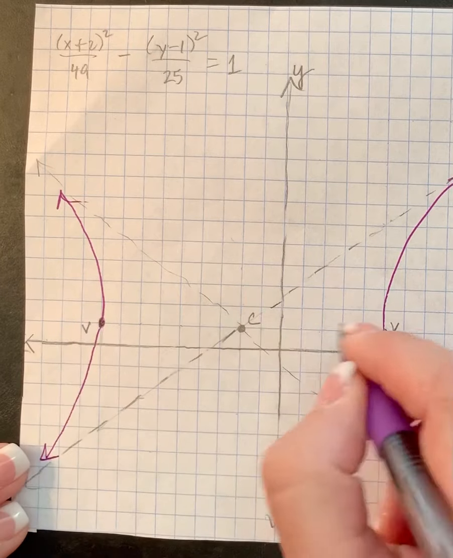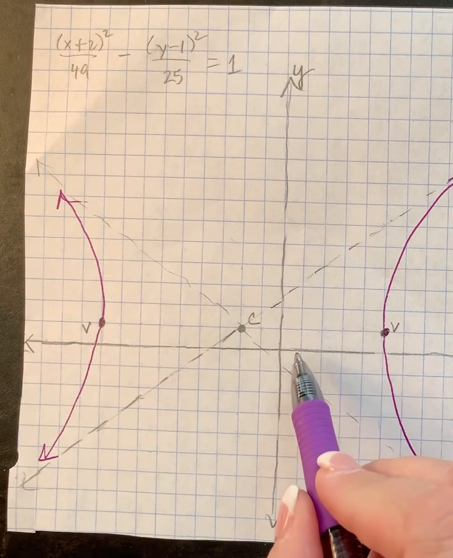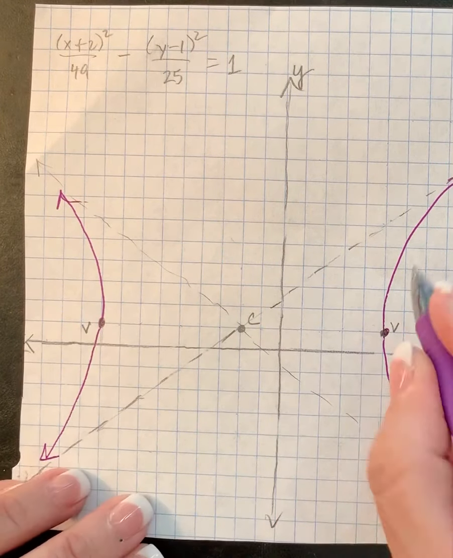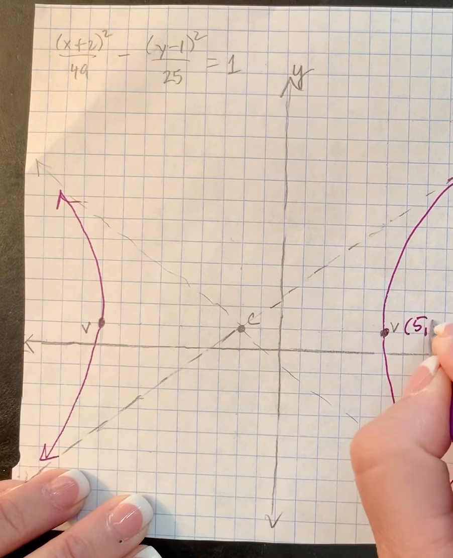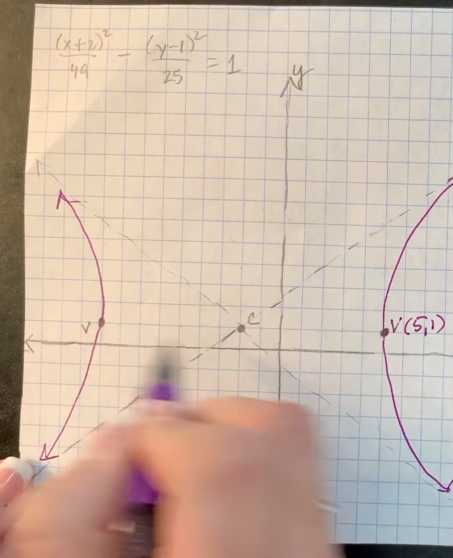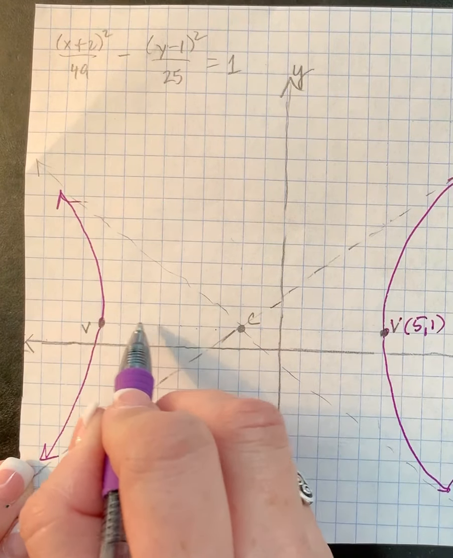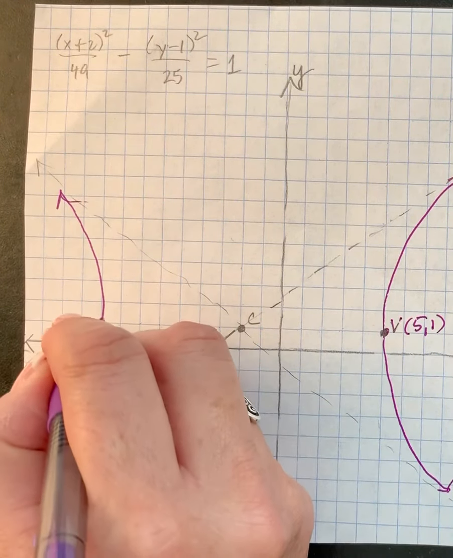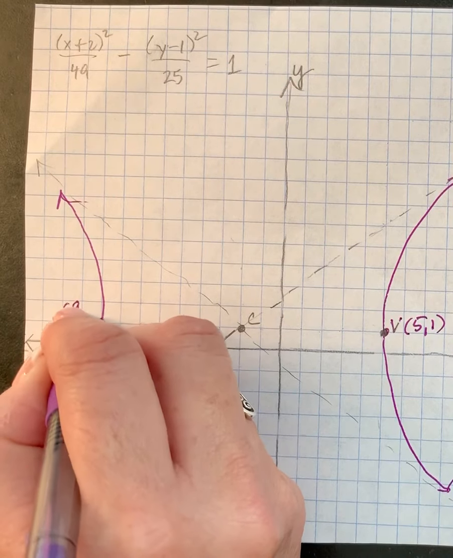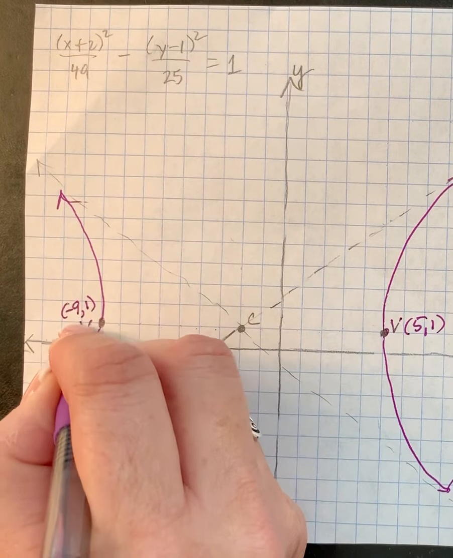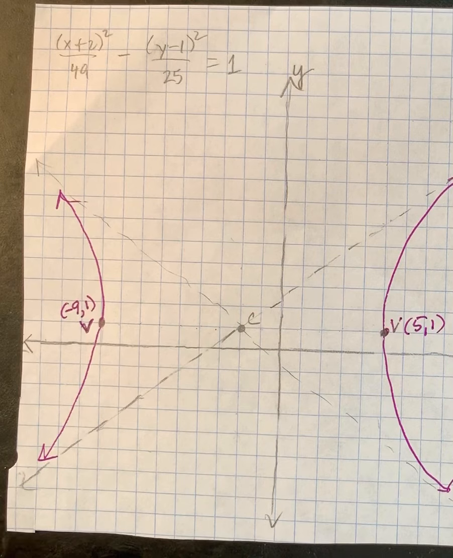Okay. All right, so we end up with 1, 2, 3, 4, 5, 1 is one of the vertices, and then that was -2, 3, 4, 5, 6, 7, 8, 9. -9, 1 is the other vertex. Okay.